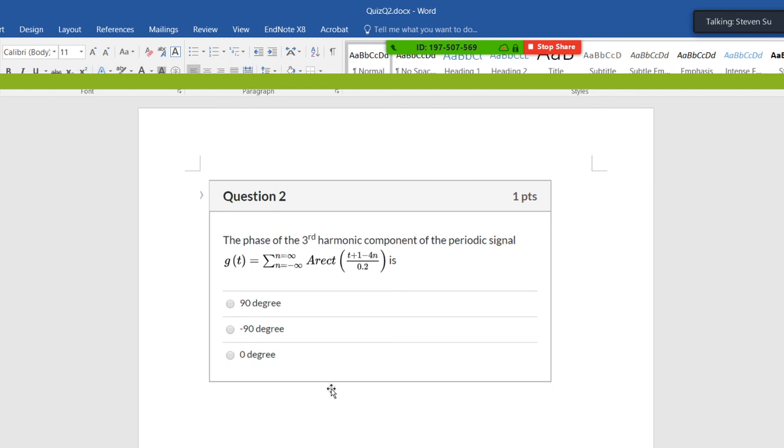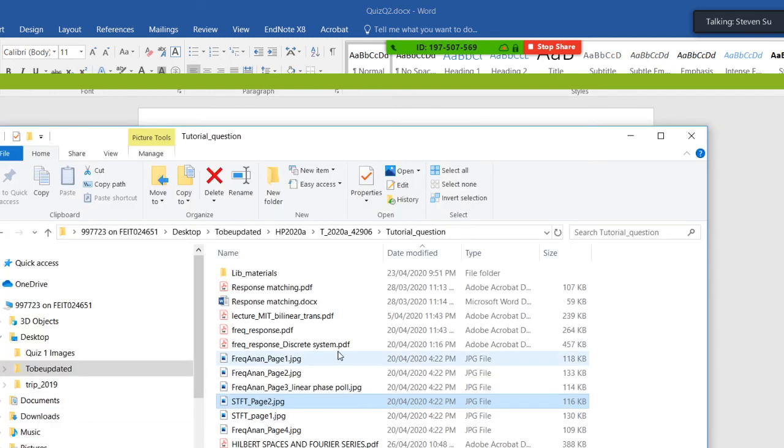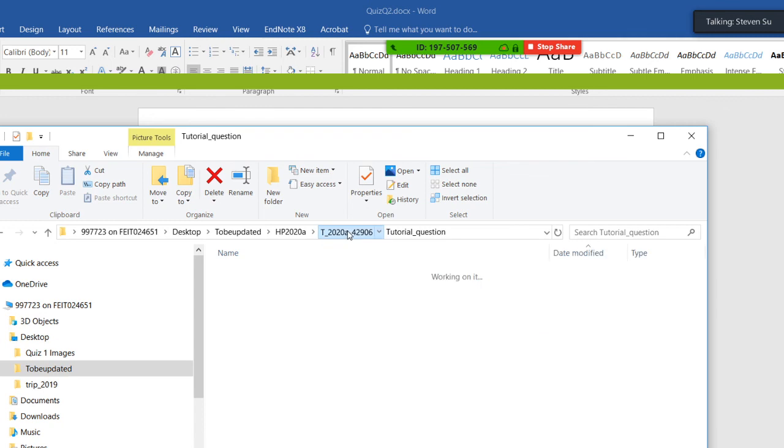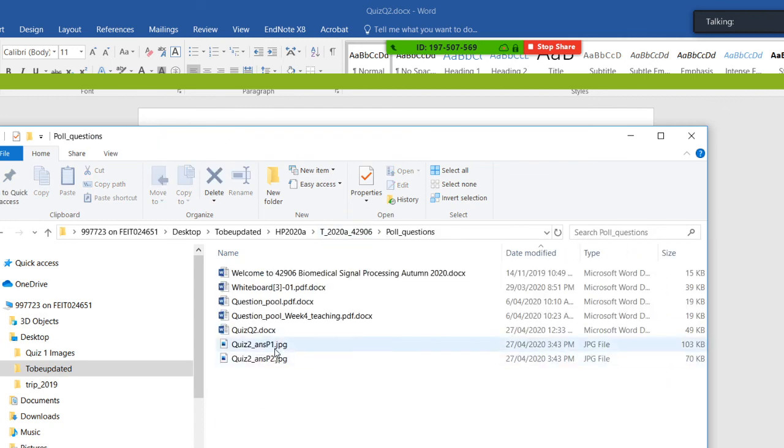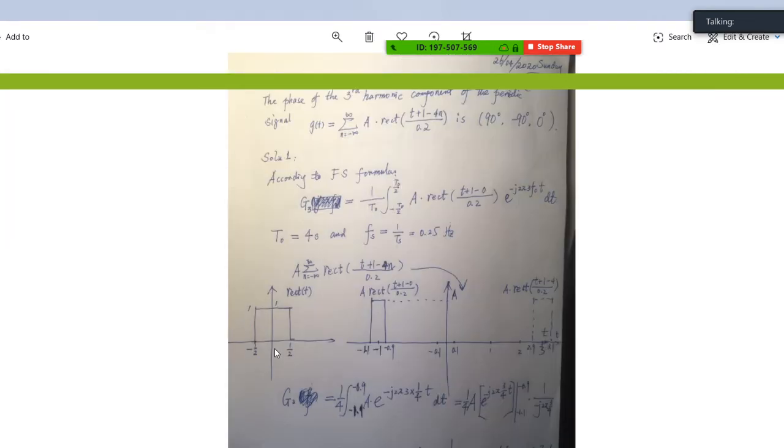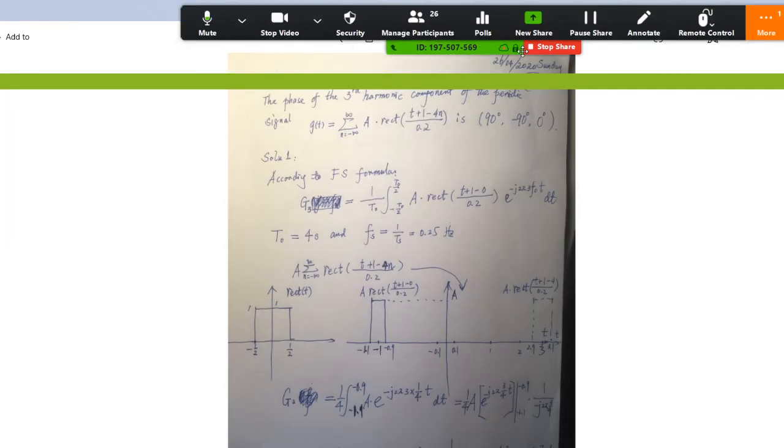Now because I don't have the whiteboard, I write on paper. Maybe we can share this result. Sorry, I cannot put it up.